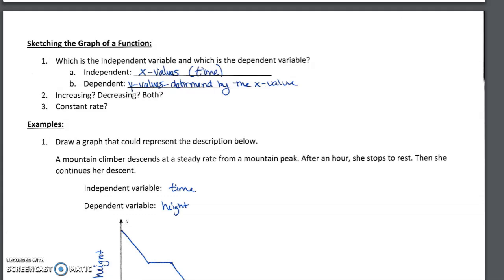The one affects the other. Is it increasing, decreasing, or both? Is there ever a constant rate? So those are the things you're looking for when you're going to sketch a graph. All right, so here we go.